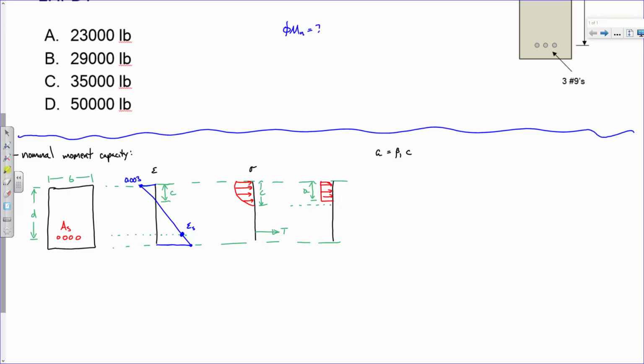We assume that the concrete achieves a maximum stress in this stress block of 0.85 f'c. Remember that? So 0.85 f'c, and then our tension is the area of steel times Fy, right? We assume that the steel has yielded. In fact, it's more than just assuming the steel has yielded. We have conditions that it must yield.